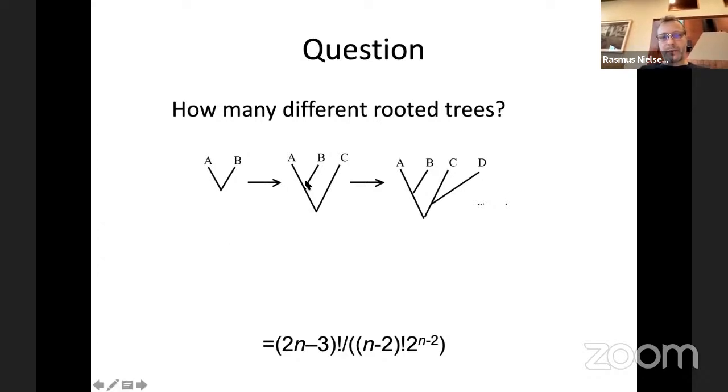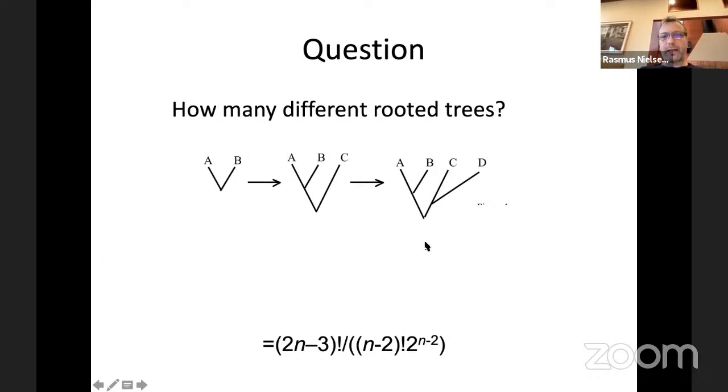And you realize that there's a general rule for that. When you have 3 leaf nodes, you can add in 5 different ways. When there are 4 leaf nodes, you would be able to add in 7 different ways, and so on.